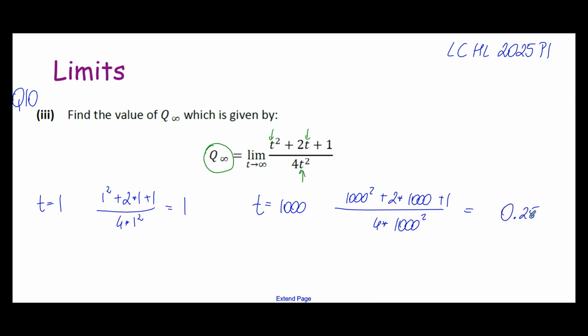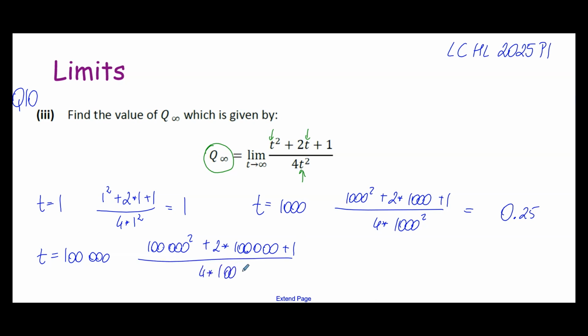So we are saying, okay, well, the tendency is towards some form of a decimal or maybe 0. So we have to go again. This time, let's put 100,000. So we replace t and we put 100,000 instead of t. And again, on the calculator, equal, and we get 0.250005.